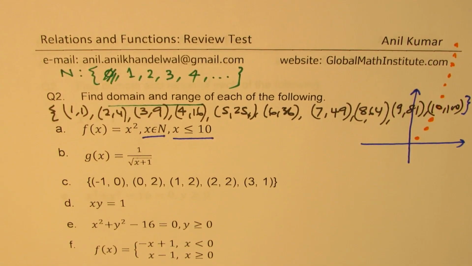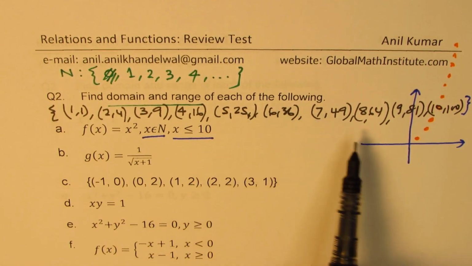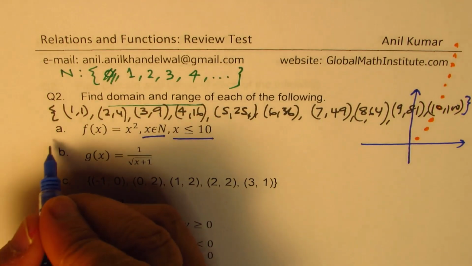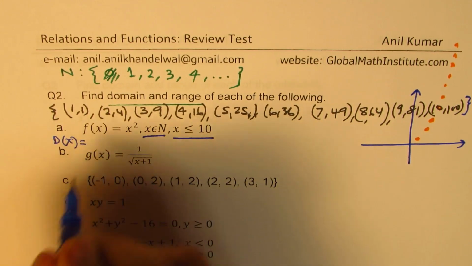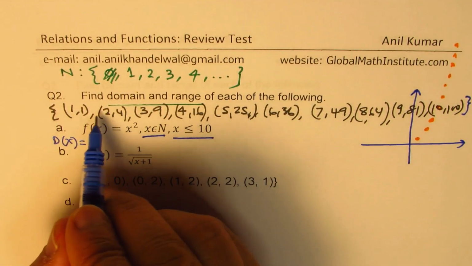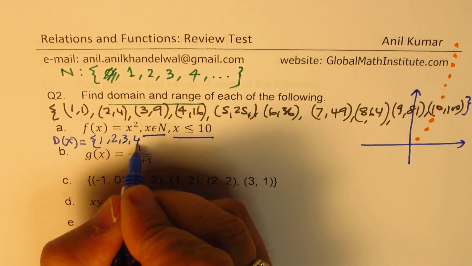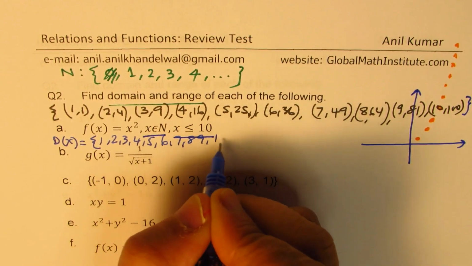So the diagram or the figure will actually have the dots as shown here, the points. Now, what is the domain and what is the range of this particular function? So let's write down the domain and range. Domain for the function is equal to these set of points 1 to 9. So it is 1, 2, 3, 4, 5, 6, 7, 8, 9 and 10.